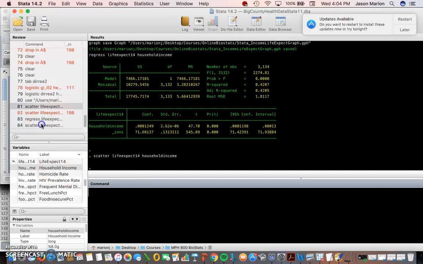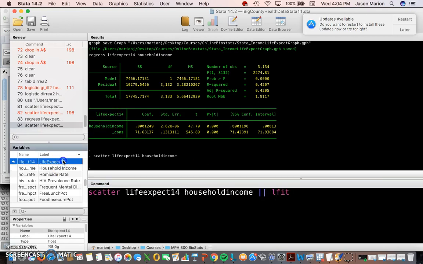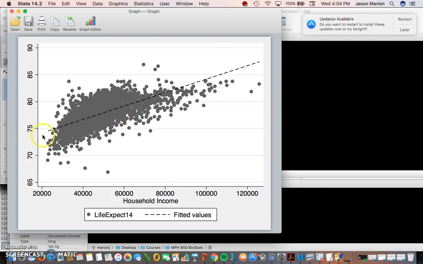I can also have it draw a line of best fit. So I can do scatter plot, life expectancy, and tell it to do a line of best fit, and it will then draw that line for us. We'll cover this more in the future. It's not as important as understanding that life expectancy here is our outcome and this is our predictor.